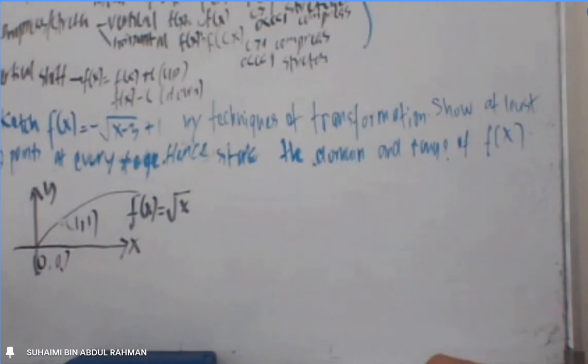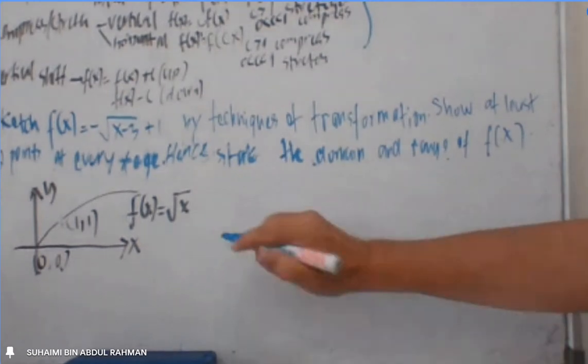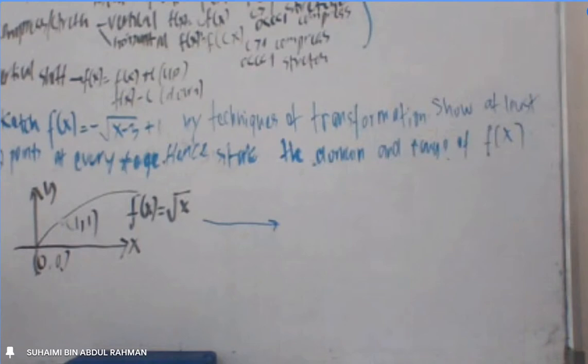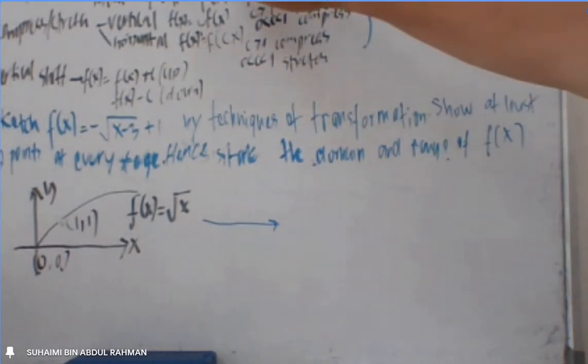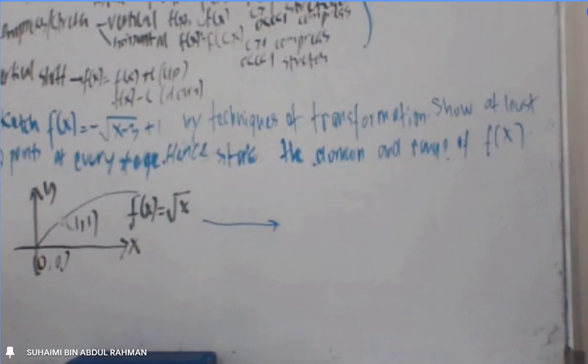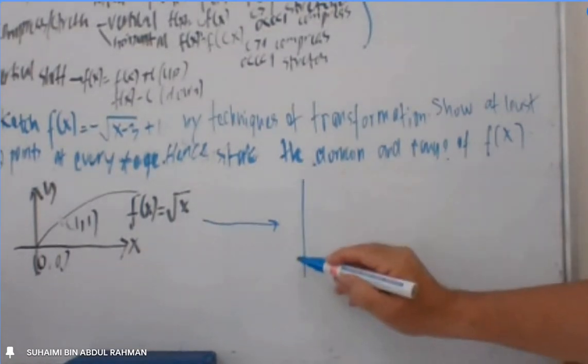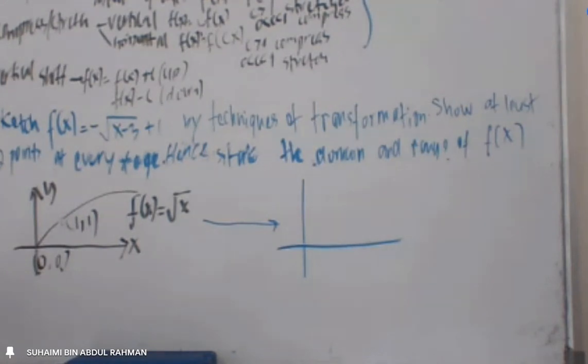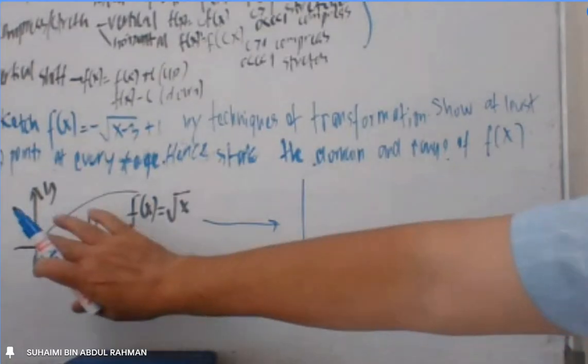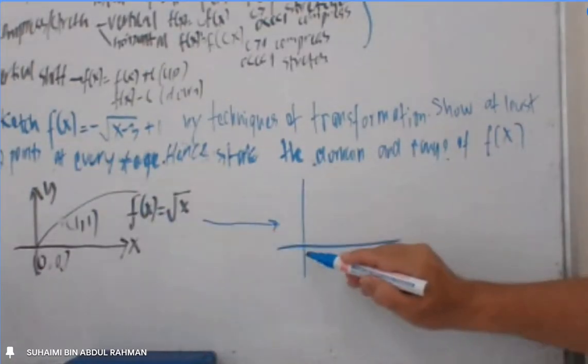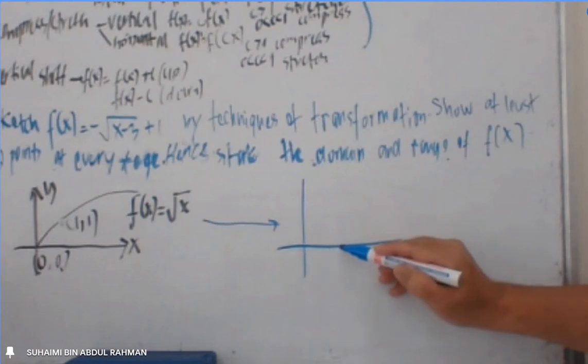Okay, we go to the first one, horizontal shift. Is there a horizontal shift here? Yes. Is that shift right or shift left? Right. Shift right for how many? 3. Which means that we shift to the right 3.